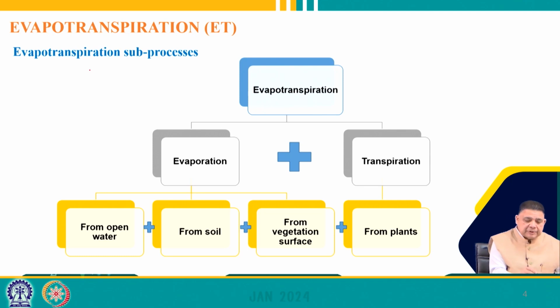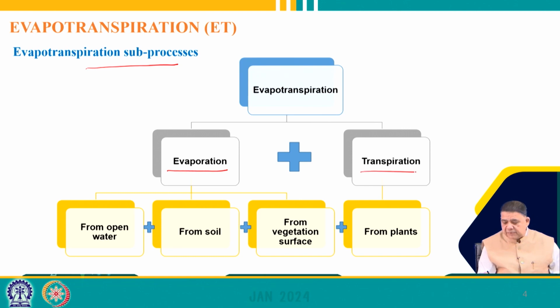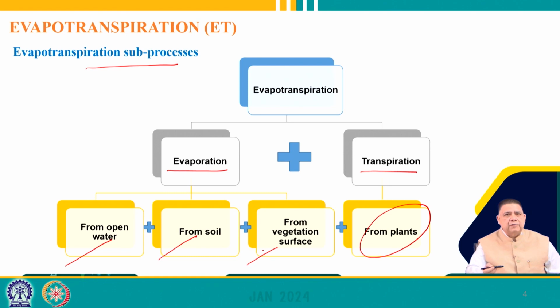If you look into the sub-processes, evapotranspiration is the sum of evaporation and transpiration. Transpiration takes place from plants or crops, and evaporation could occur from open water bodies, from soil, and also from vegetation surfaces. That means, when rainfall occurs, a part of it is intercepted by plants, buildings or other objects. So, obviously, from the vegetation surfaces and buildings also evaporation will take place.